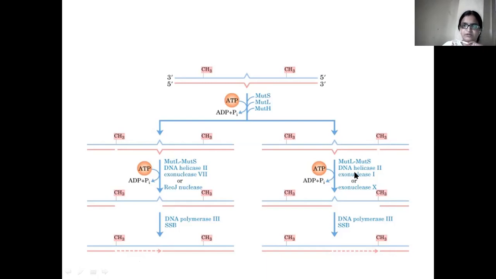And here also you can see the same thing, MutL, MutS, and DNA helicase and exonuclease I are involved here. And the same thing, a stretch of DNA is removed in this direction, but the cut is made adjacent to this methyl group, and DNA polymerase III and SSBs are involved. So the cut can be made either on the right side of the methyl group or on the left side.